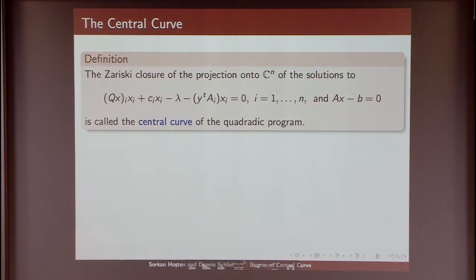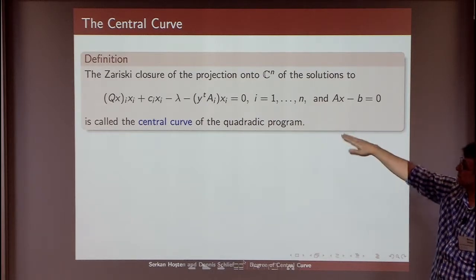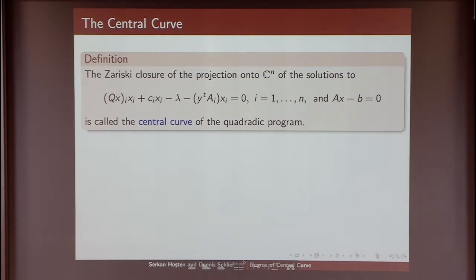Okay, so now let me go to the algebra, or algebraic geometry. I defined the central path by projecting the earlier curve on the x coordinates. But the equations defining it were not polynomial equations. I'm going to make them polynomial equations by clearing the denominators. What you see here are the KKT equations, but I'm going to multiply each equation by the corresponding x_i because they were in the denominator. I'm going to get these polynomial equations.